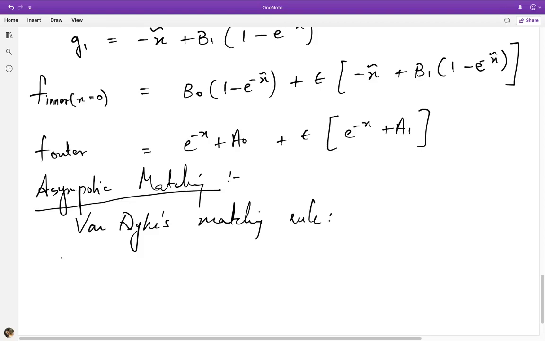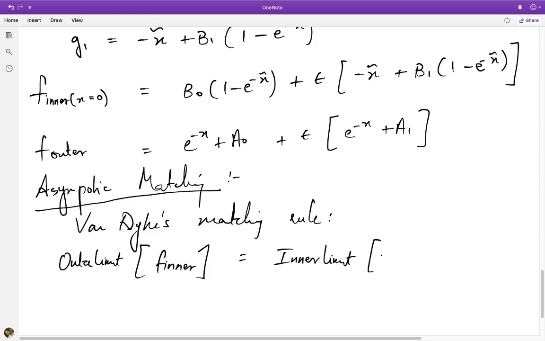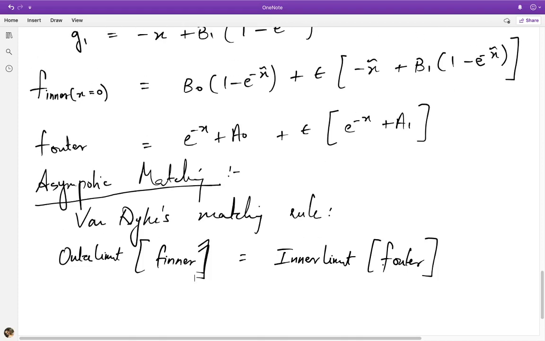Alright, and his rule basically says that you take the outer limit. So you apply the outer limit on the inner solution, and what you obtain from there should be equal to the inner limit of the outer solution. So what this basically says is, if I look at the inner solution and I look at how it behaves far away from the boundary, that should be equal to what I get if I look at the outer solution as I approach the boundary x equal to 0. So how do we do this mathematically?